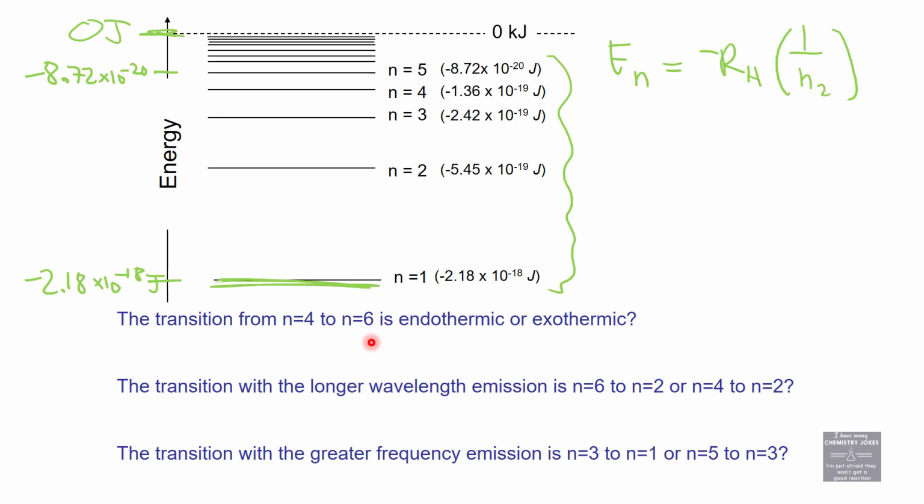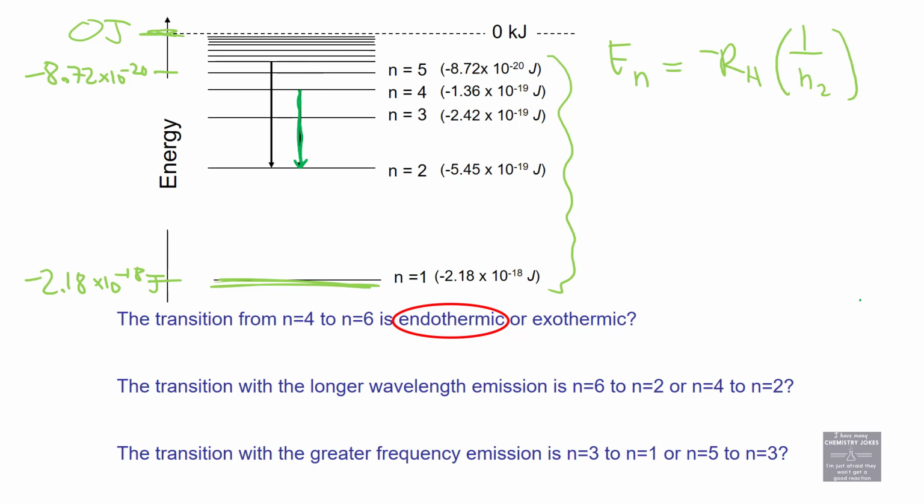The transition from n equals 4 to n equals 6, is it endo or exo? Well, n equals 4 to n equals 6, that's going from here up. It's obviously endothermic. You've got to put in energy to make that happen. The transition with the longer wavelengths of emission is n equals 6 to 2, that's this one, or 4 to 2, that's this one. So there's 4 to 2, highlighted in green now.